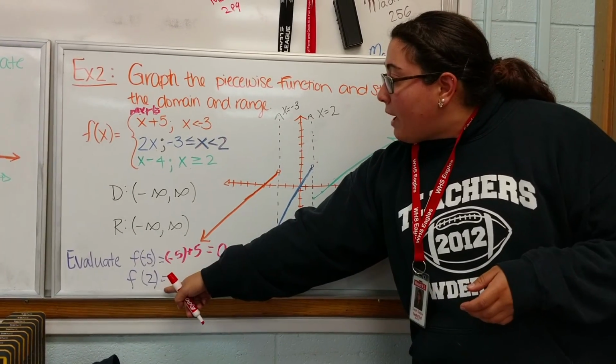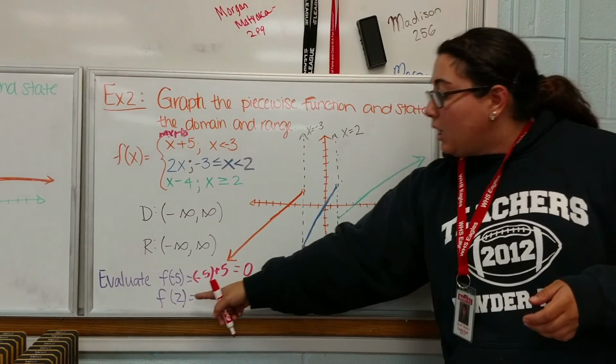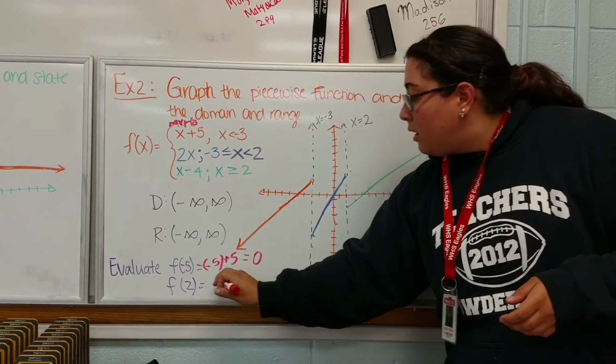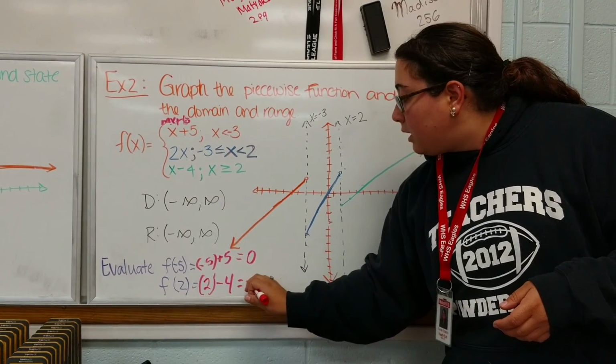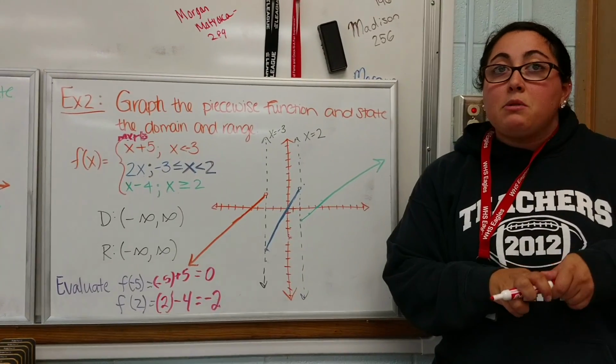If I'm talking about f of 2, well, 2 is mentioned here and here, but if it's equal to 2, I want to use my last equation, which would then be 2 minus 4, which is equal to negative 2. So f of 2 equals negative 2, and that would be evaluating.